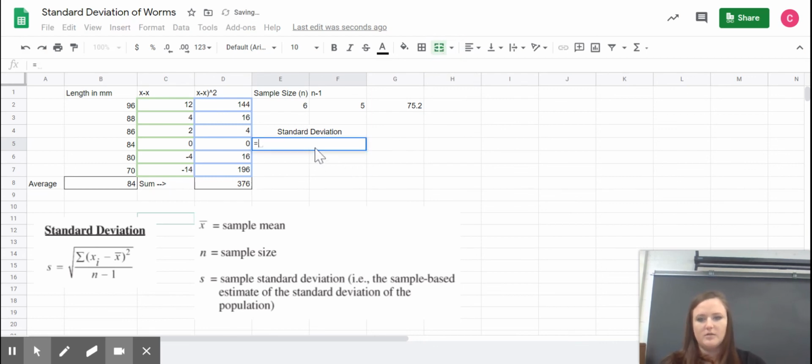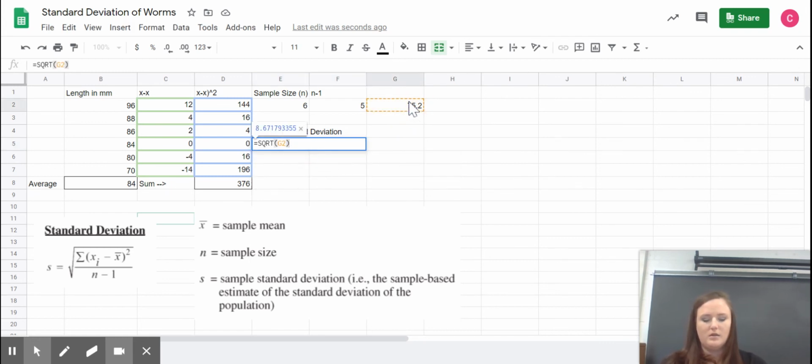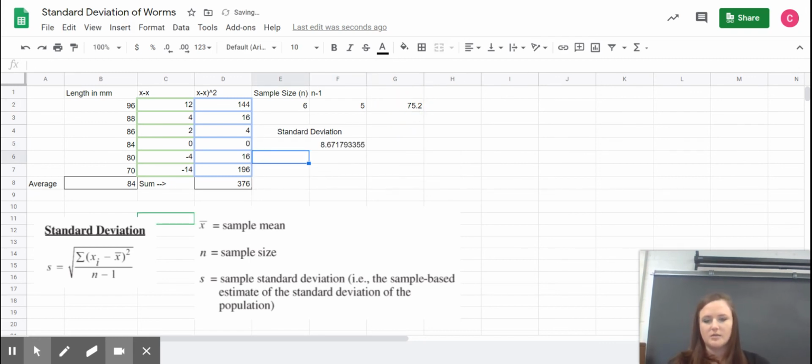To do that, I'm going to use a function, square root of this number. You can do this on a calculator or Desmos or Google Sheets or whatever makes you happy. Just know that whatever you use will be what you have available on the AP test. So you might want to practice with paper and pencil. The standard deviation in this case is 8.6.